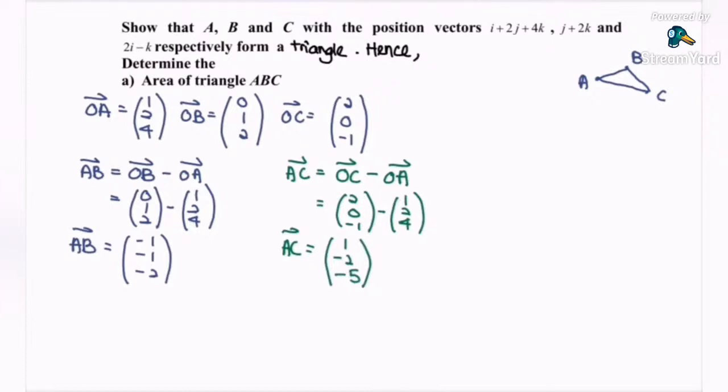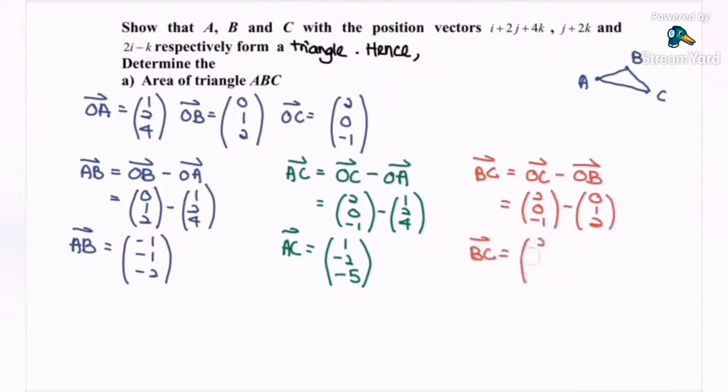Next, proceed with the third situation, BC. So the vector BC is equals to OC minus OB. Kindly substitute the situation 2, 0, negative 1 minus with OB where we have 0, 1, and 2. So finally, the vector BC is equals to 2, negative 1, and negative 3. Next, extra info. For this case, the vector AB is equals to negative 1, and negative 2. If we wish to find the vector BA, so the answer will be 1, 1, and 2.